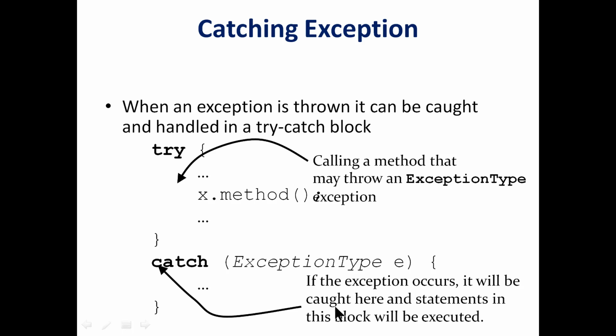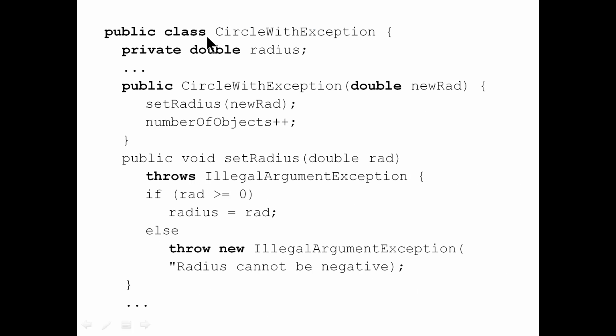If the exception occurs, it is caught here, and the statements in this block will be executed. But if there is no problem, you do not come into the catch. But there is a finally block, which you always reach. So look here, we have a CircleWithException class.